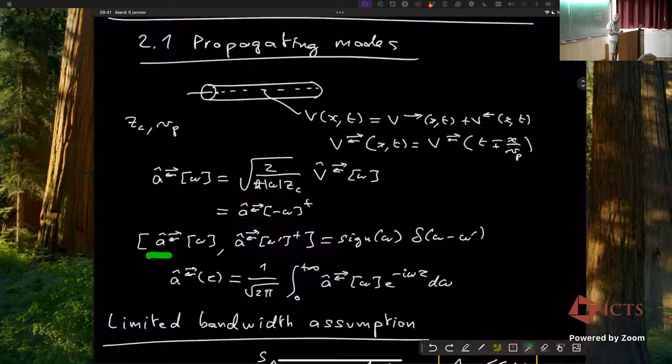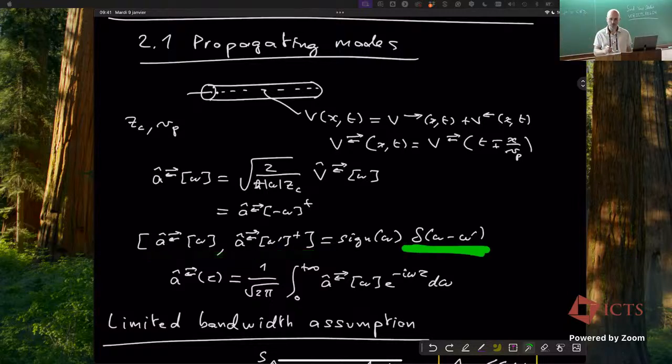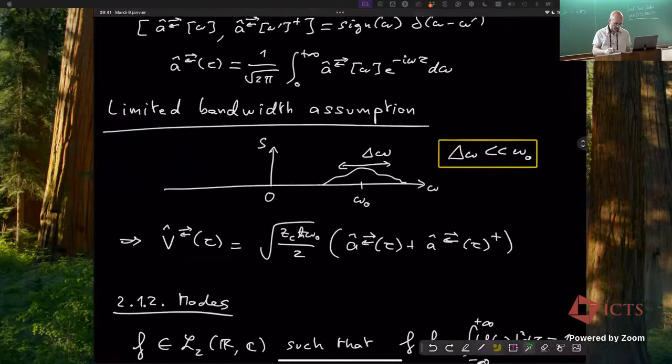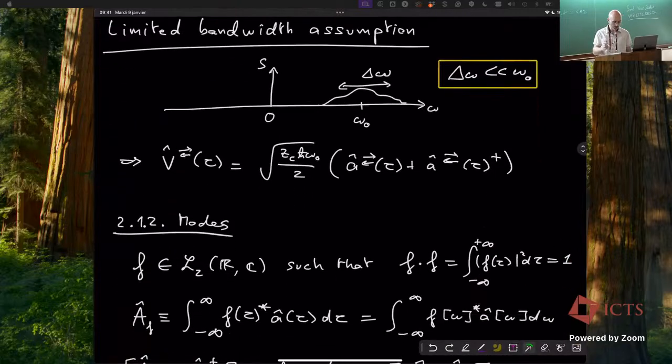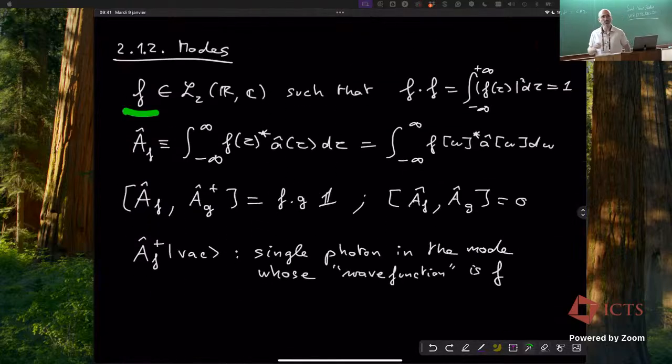The commutation relations between the two is almost a Dirac function, but there is this bothering sign in front. And we can do a Fourier transform again. This time I chose to start from 0 to go back in the temporal domain, hence defining these propagating modes in the temporal domains. If we take the limited bandwidth assumption, limited bandwidth means that the signal is supported on a region of the spectrum which is far away from 0. Then we can easily relate the voltage operator, left or right, to one quadrature of this propagating mode A of tau.